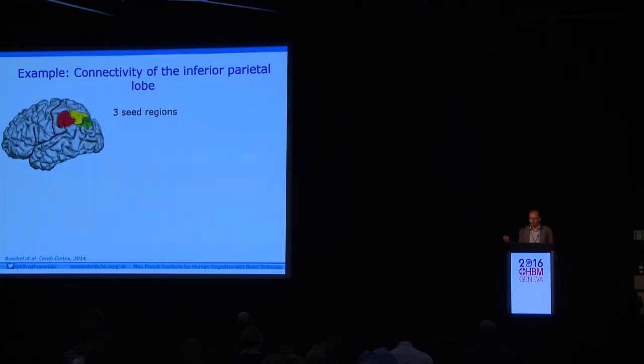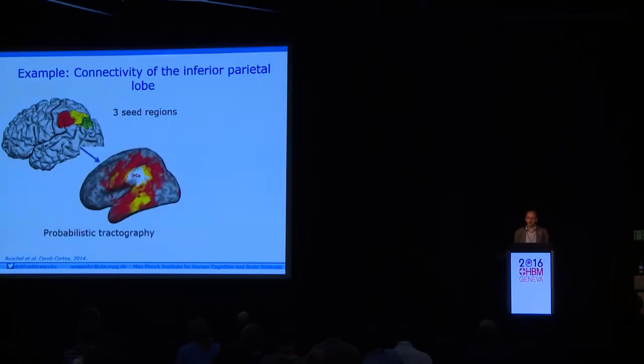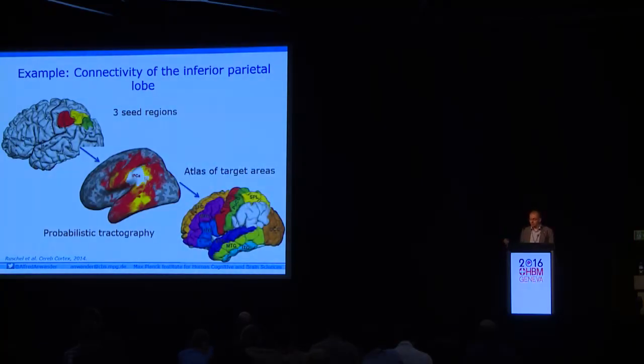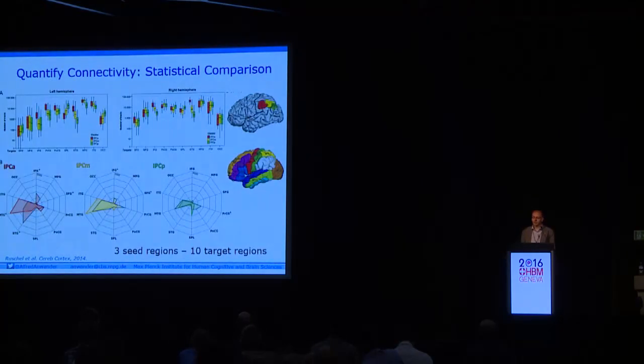Okay, so if we did all this and defined the diffusion seed areas and the target areas perfectly, we compute the tractogram, like here for the inferior parietal lobe. We get certain target areas and we quantify the connectivity. And you can see, in this example, that the connectivity pattern between the anterior, medial, and posterior area in the parietal lobe strongly differs. This is the red, yellow, and green with respect to the connectivity strength to certain areas, and they also differ between left and right hemisphere.